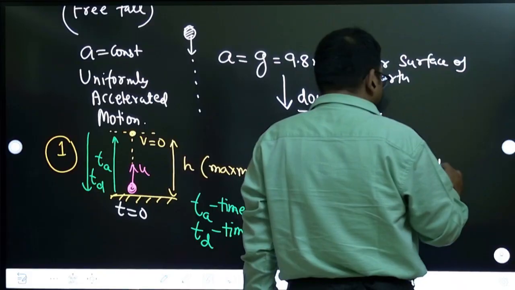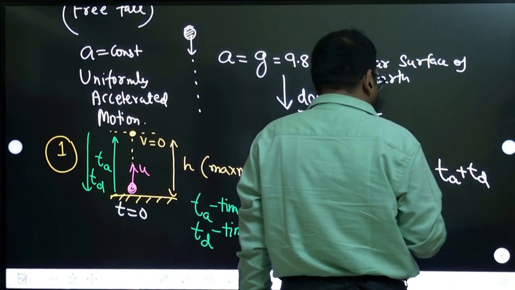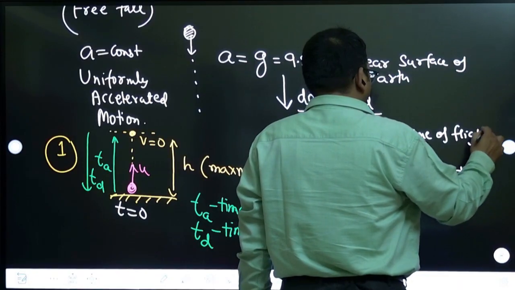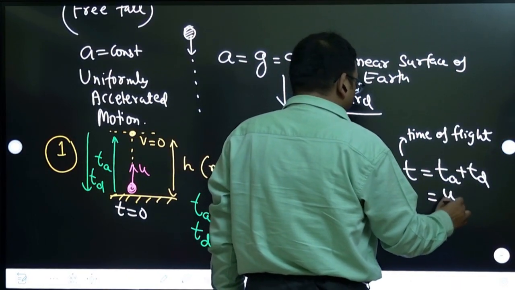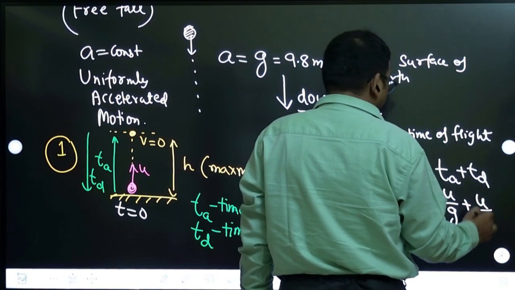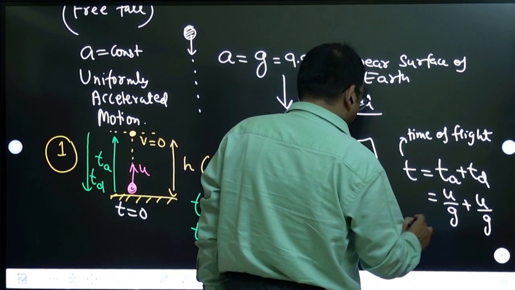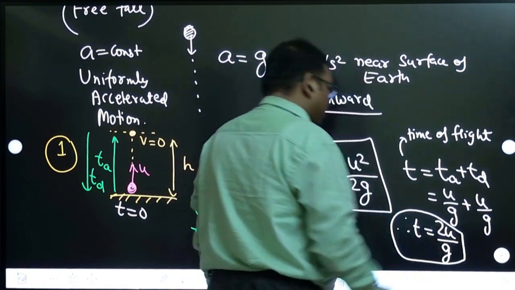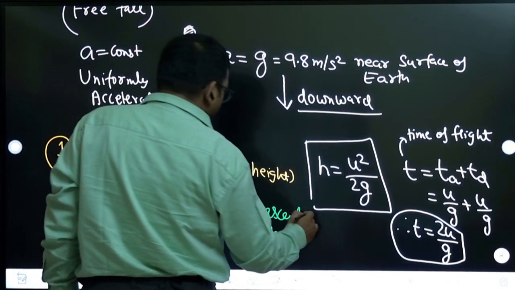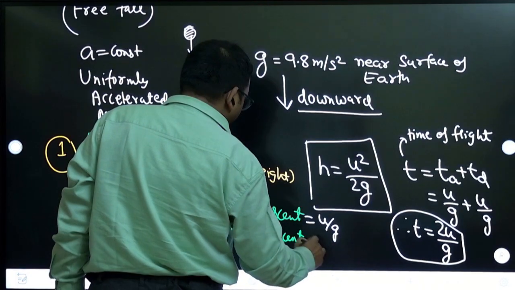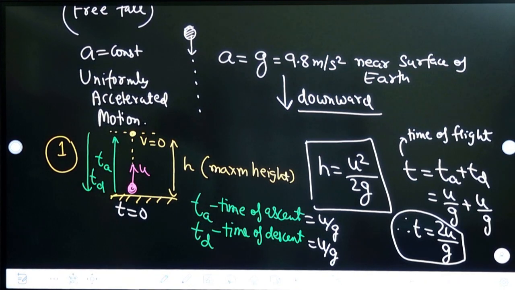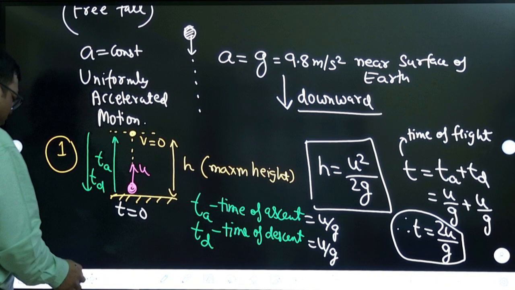Total time is time of ascent plus time of descent. This is called time of flight. So time of ascent is u by g and time of descent is also u by g. So total time of flight becomes 2u by g. This also you have to remember. Time of ascent or time of descent, both are equal to u by g. That's the only formula you have to apply here. Time of ascent and time of descent are equal. This is the total time, and the maximum height. So this is case 1 which you have to remember.